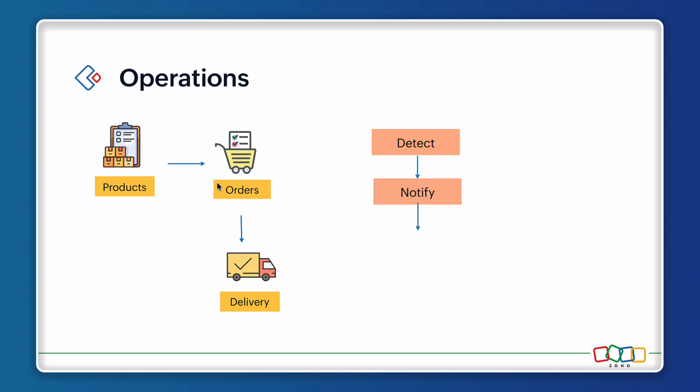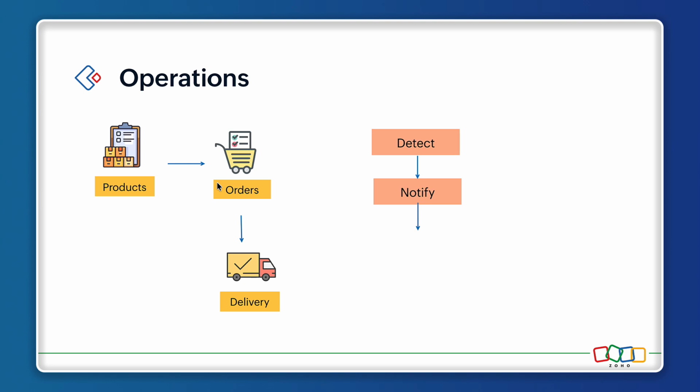The second step is to notify the right person. If the exception is regarding the inventory, obviously the inventory manager has to be informed about the exception. Or let's say the exception is in the delivery, like dispatch, then the dispatch manager or logistics manager has to be notified about the exception that has been detected.